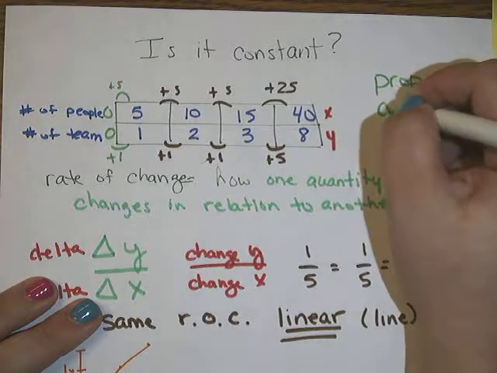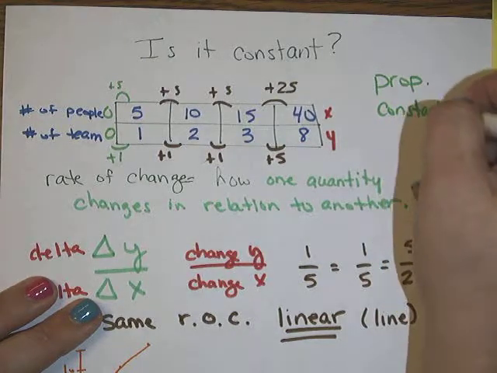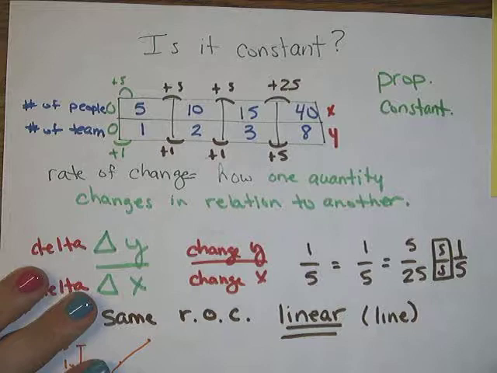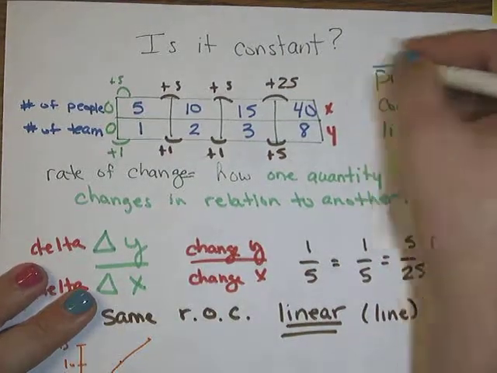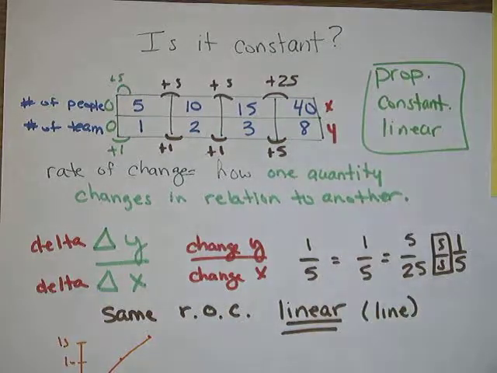So would you say that this graph, this data, is proportional? Yes. Okay. Would you say this data has a constant rate of change? Yes. Would you say this data is linear? Yes. And those are the 3 things that we're looking for today. Proportionality. Is it constant? Is it linear? Okay, pretty easy?